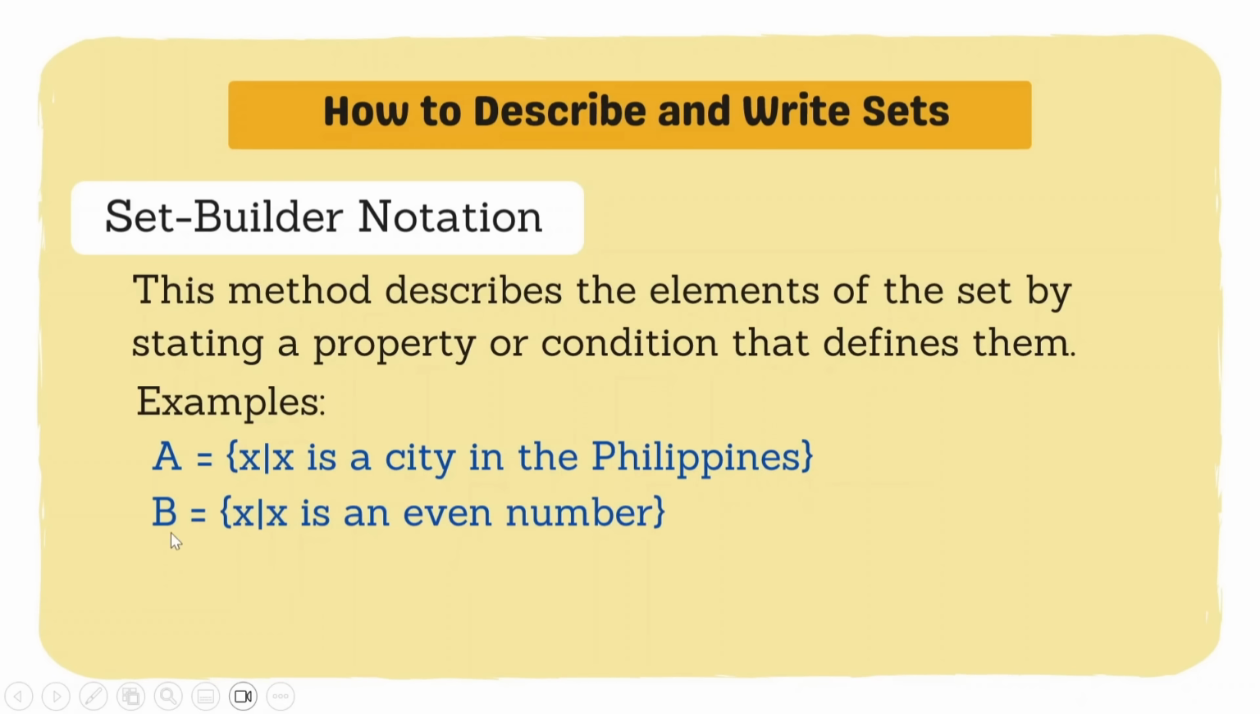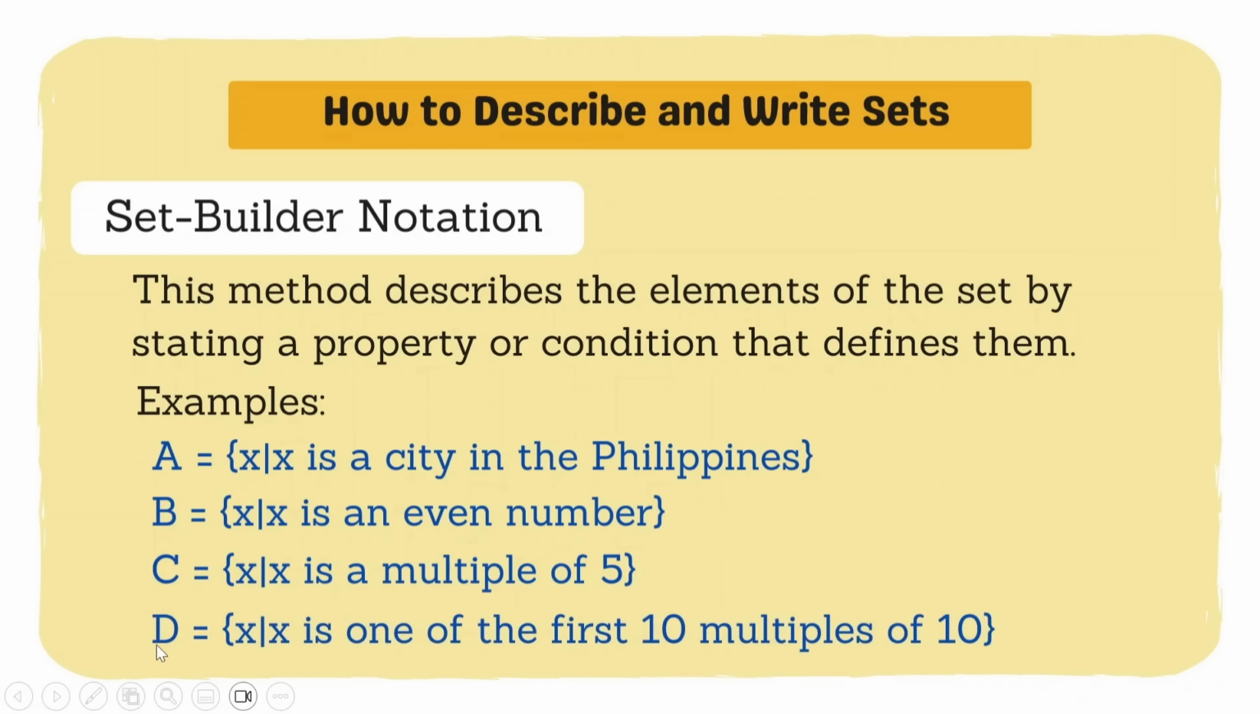Okay, another example we have here, set B is a set of X such that X is an even number. Okay, what else we have here? Set C with elements of X such that X is a multiple of 5. We can also have here example, set D such that X is one of the first 10 multiples of 10. Okay, so yun po yung basa nito. Kung napapansin nyo, ito ay combination na ng symbol at saka verbal description. Kasi yung symbol po na mga ito, meron po siyang condition. Ang condition niya po itong mga verbal description dito.